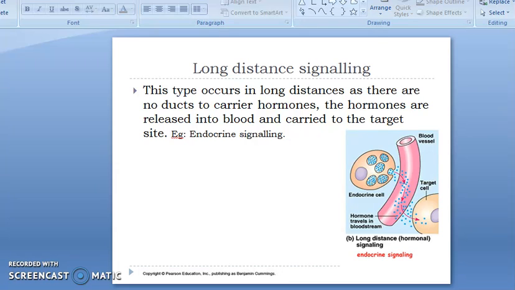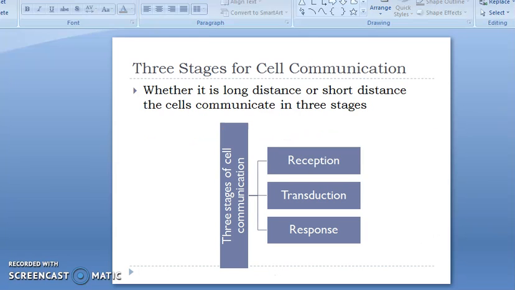The best example is the endocrine signaling. As we know, a hormone is a chemical messenger, or it can also be considered a chemical mediator produced by one type of cell. After production, it is released into the blood, and this hormone will regulate the activity of another cell at a different location. So that's why the best example for long distance signaling is the endocrine signaling.